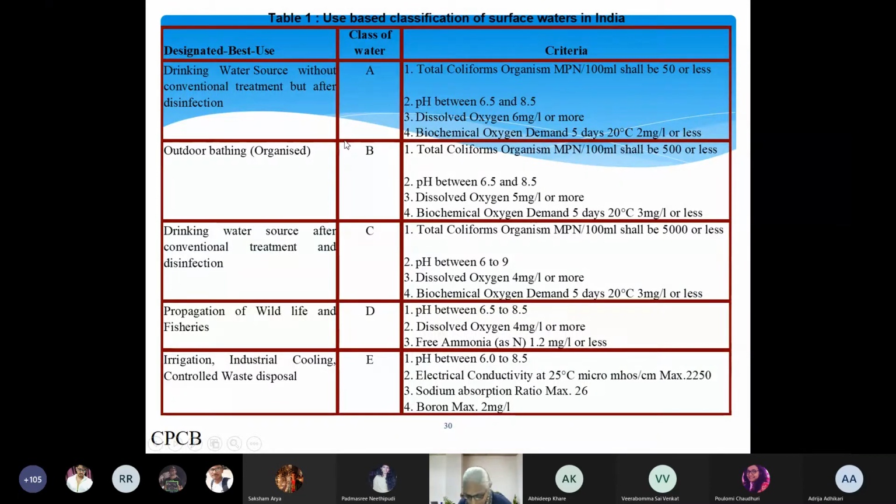So in general, we all know that for drinking water, we want the highest quality. We want zero coliforms. So in the ambient water, I want the coliform level to be zero. And this is measured in terms of MPN. MPN stands for most probable number. So the most probable number of coliforms per 100 ml should be 50 or less. And this kind of water can be called the best quality of water. It can be used without treatment.